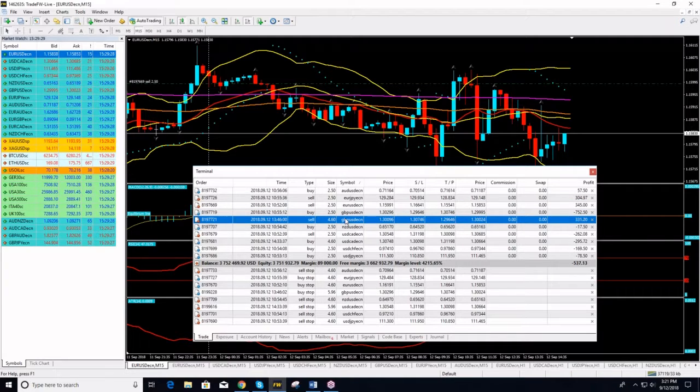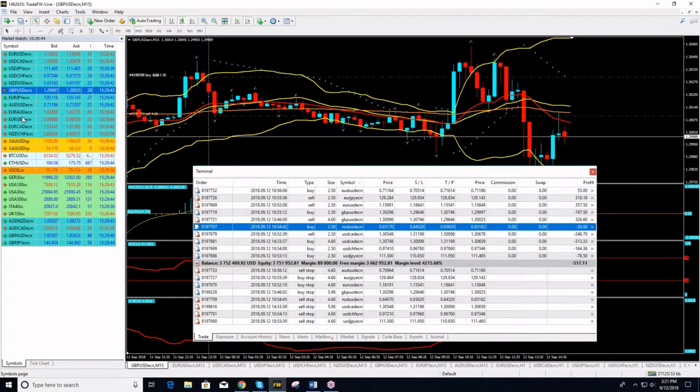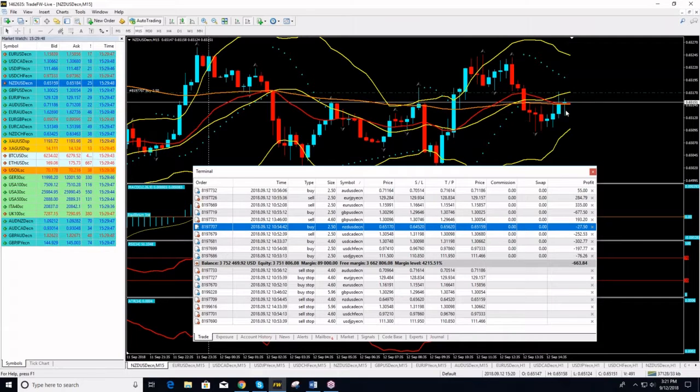Now, we have entered net short positions on pound dollar, the only pair who has made some movement. That's why we have reversed our positions to net short. For the moment, it's doing okay. The Kiwi, we have entered long positions on the Kiwi.